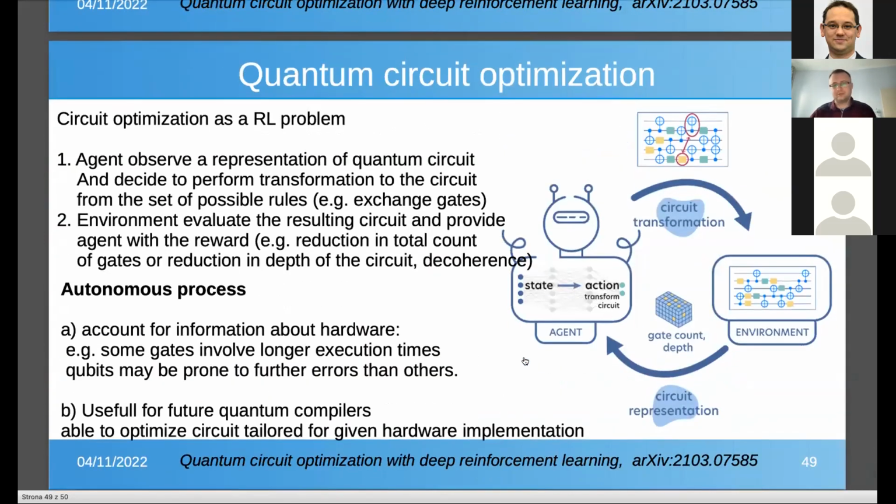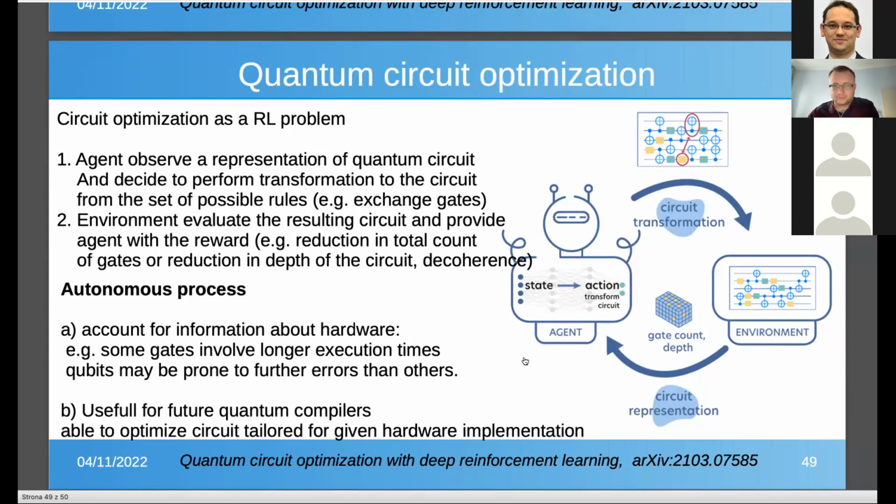And this is done with the Q-learning approach, because we have a finite set of rules. And this is a totally autonomous process. This is very important, because this approach can use the information about a given physical implementation of a particular gate. Maybe some gates in a particular hardware representation are slower than others, but maybe they have better fidelity. And these reinforcement learning methods can be used for future quantum compilers, where the compiler can optimize the given circuit for a particular algorithm, having all the information about the hardware implementation of the particular set of gates.